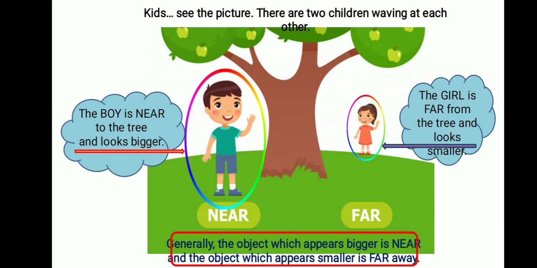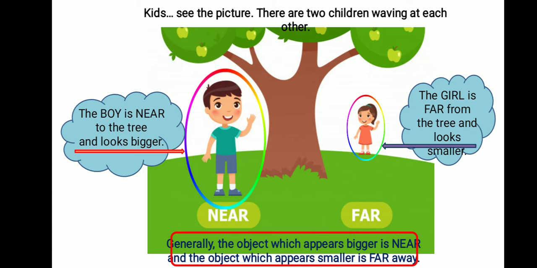This boy is near to the tree, so he looks bigger. And that girl is far from the tree, so she looks smaller. So generally the object which appears big is near, and the object which appears smaller is far away.